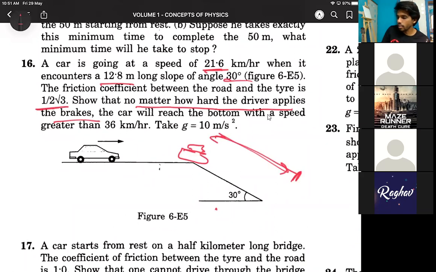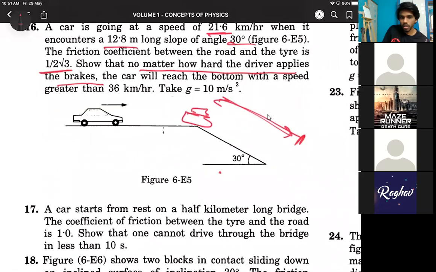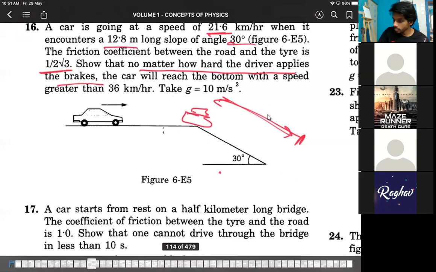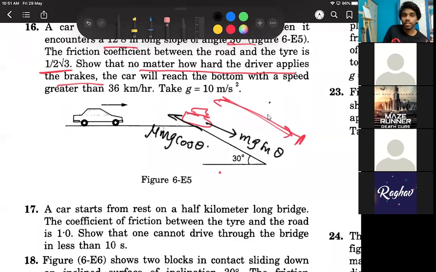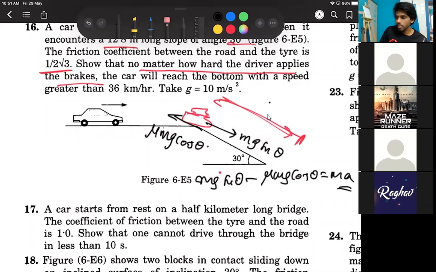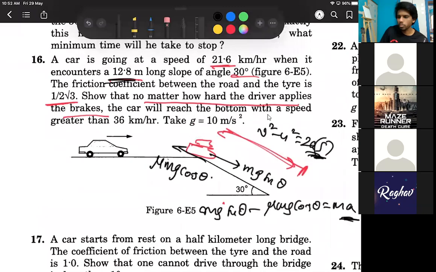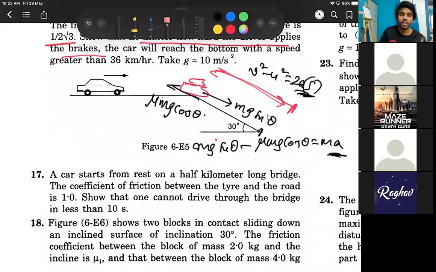Try to find all the forces acting on the car. What are the forces acting on the car? There is mg sin theta downward, mu mg cos theta upwards, right? So mg sin theta minus mu mg cos theta equals mass into acceleration. From that acceleration, you again write v square minus u square equal to 2as. If you try that, you will get the answer s as this value, like 12.8 or more than that. If it is more than that, of course, it will have to slide all the way down. Is this clear, guys?